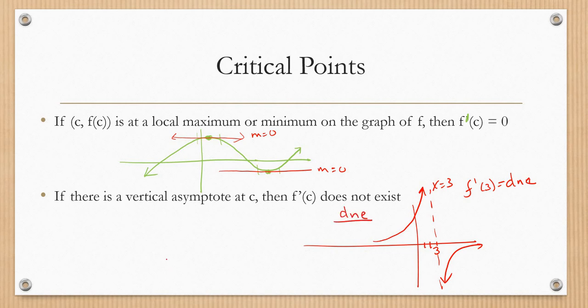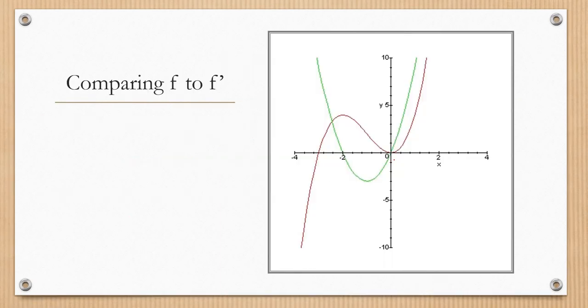Okay? So looking at the graph, I can now tell several things. I can tell where the derivative is going to be positive, where the derivative will be negative, where the derivative will be 0, and sometimes where the derivative does not exist. So let's see what we can do with that.